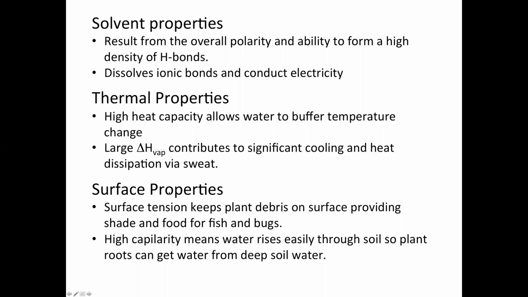And then finally, we're going to talk about the surface properties here, and the uniqueness of this surface tension. Because of the very high surface tension of water, one of the things it does in terms of the environment is it keeps plant debris on the surface of the water. For environmental reasons, this provides shade for fish and bugs, but it also provides food, so that all of the plant debris doesn't immediately sink down, but stays on the surface and then sinks more slowly, providing both shade and food for fish and bugs.